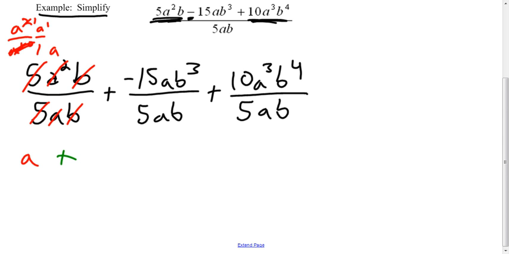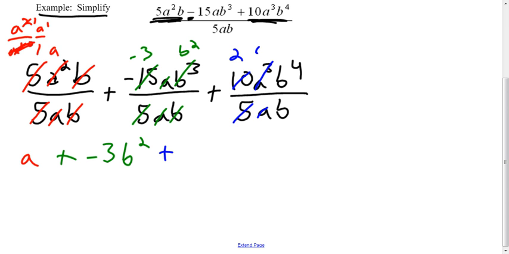Moving on to the second one, 5 going into negative 15, that's going to be negative 3. So our first part is negative 3. Again, a and a divide out. B to the first and b to the third leaves us with a b squared. So we have negative 3b squared is our second part. And our third part, 5 going into 10 makes 2. A into a cubed leaves us with a squared. Let's write those ones down, 2 and a squared, and b into b to the fourth gives us b to the third. So here are our three parts.